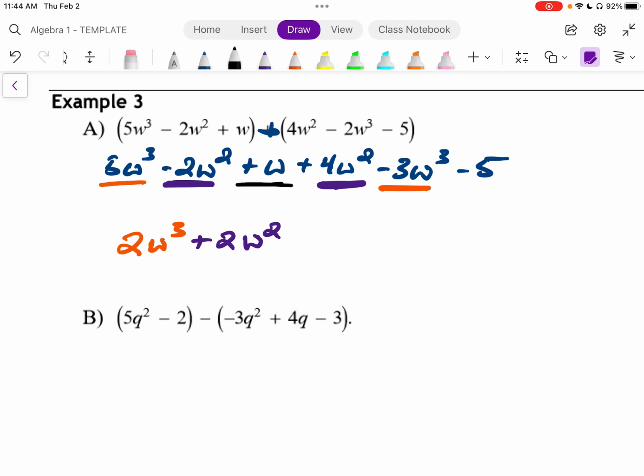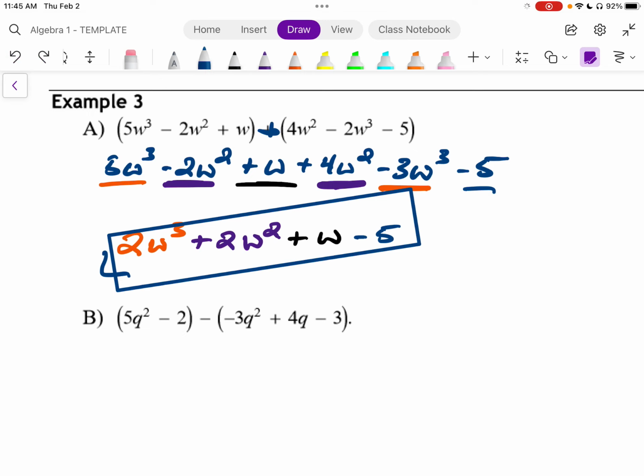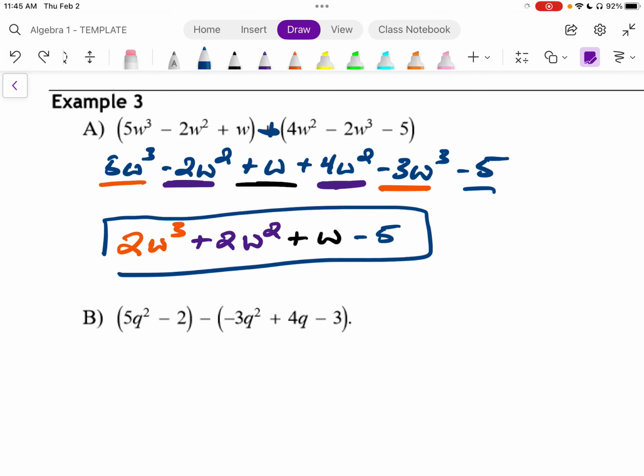Now I have plus just a plain old w. There's nothing to go with it. And maybe I can write that a little bit nicer. And then lastly, we have the minus 5 on the end. Okay, that is our new polynomial. Right? We added up 2 of them, and we got a new one. There we go.